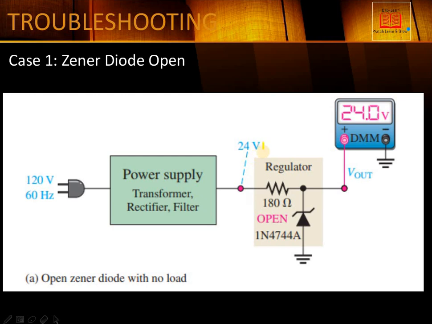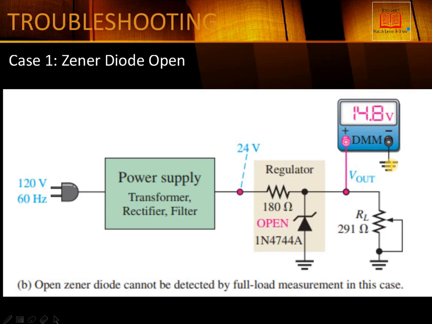This is the 24 volts coming out of the power supply: transformer, rectifier, filter, etc. And here, after the regulation, this is the open circuit. Let's say there is nothing connected, so this behaves like an open circuit. In this case, all the current will drop across the 180 ohm limiting series resistance, and the voltage will be the same, because 24 volts is coming to this side, and the digital multimeter shows the same voltage.